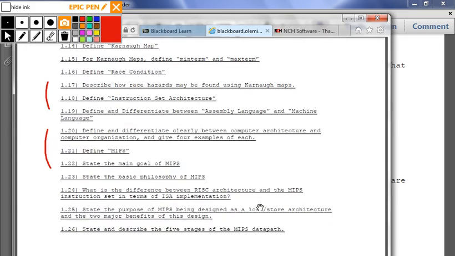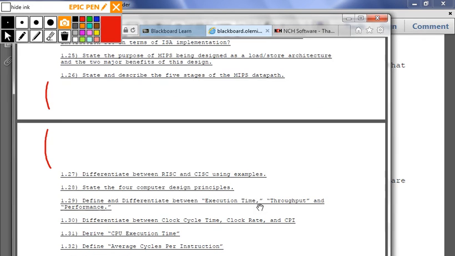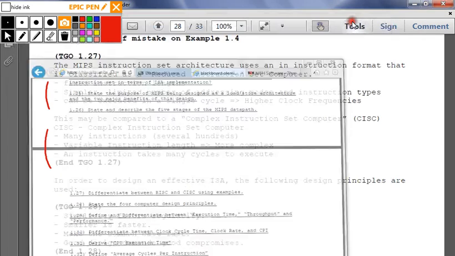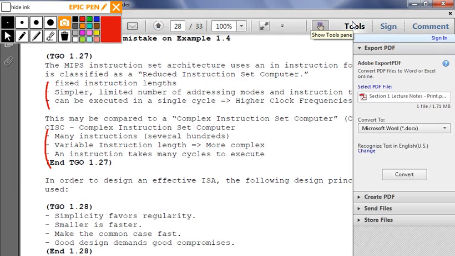So the way I would phrase it would be similarly to: differentiate between RISC and CISC using examples. In this type of question, I would specifically want you to say fixed instruction lengths, simpler, limited number of addressing modes, can be executed in a single cycle, therefore higher clock frequencies. And when we go into computing performance, to get back to your question from earlier, higher clock frequencies does not necessarily mean faster computing performance. We're going to show a couple of examples of that later. Whereas the examples for CISC would be many instructions, variable instruction length, an instruction takes many cycles to execute. So, does that answer your question?